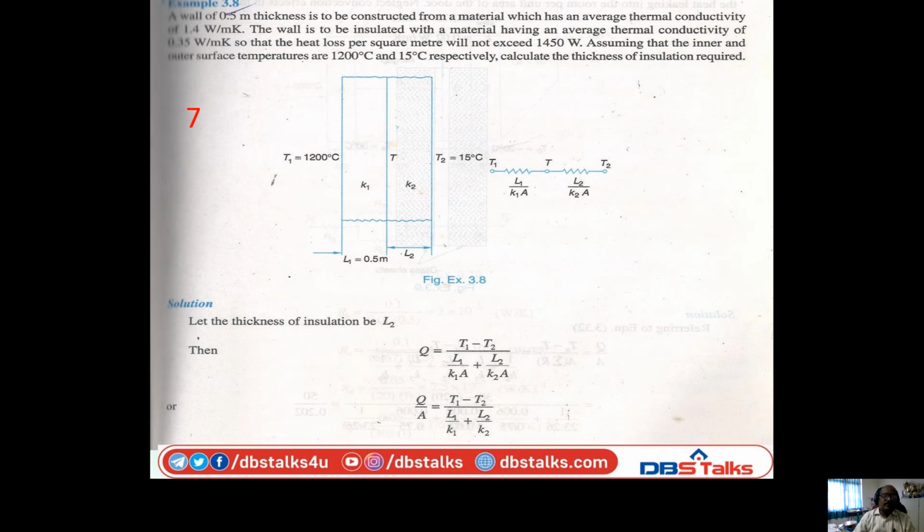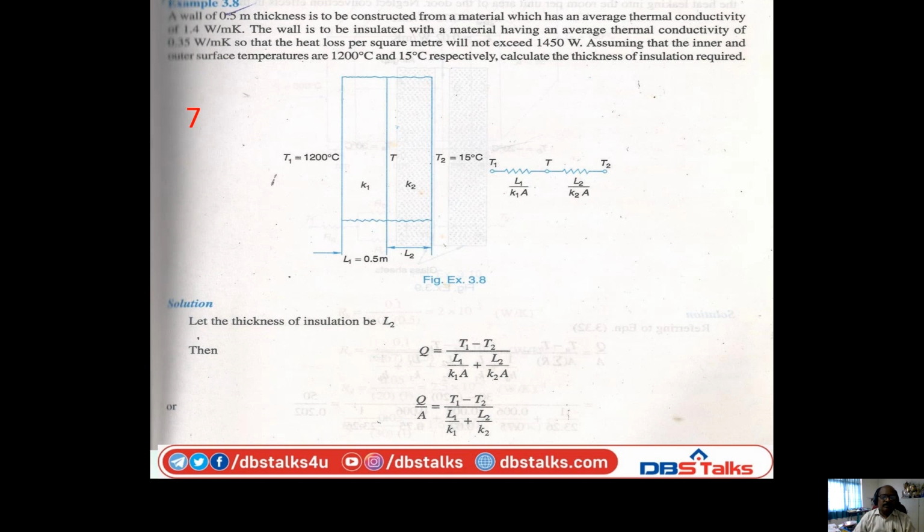This wall is insulated by another wall, an insulating material, but its thickness is not given. Remaining all the parameters are given. One side temperature is 1200 degrees centigrade, other side temperature is 15 degrees centigrade. The same problem you have to convert to an electrical analogy. So that is T1 and T2, and the center temperature is T.